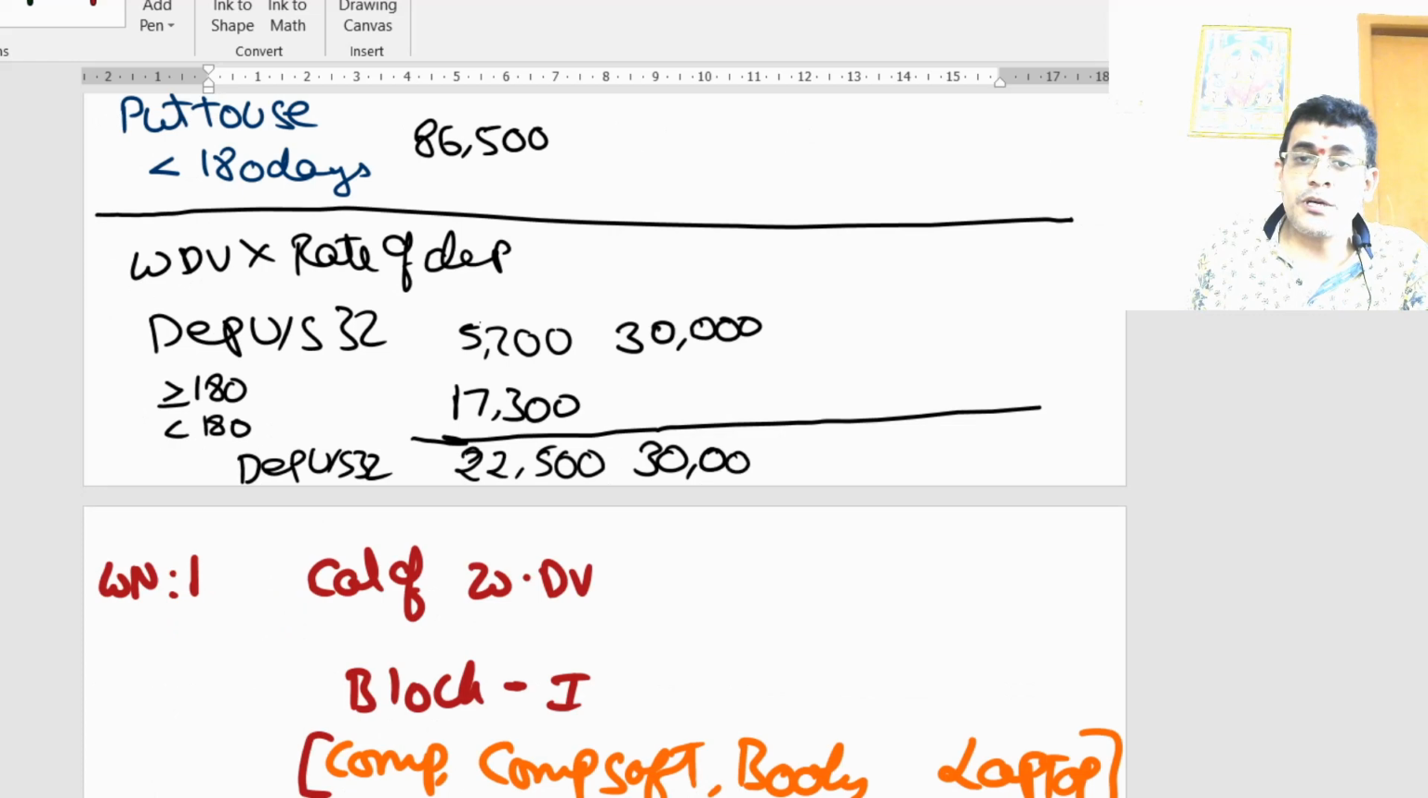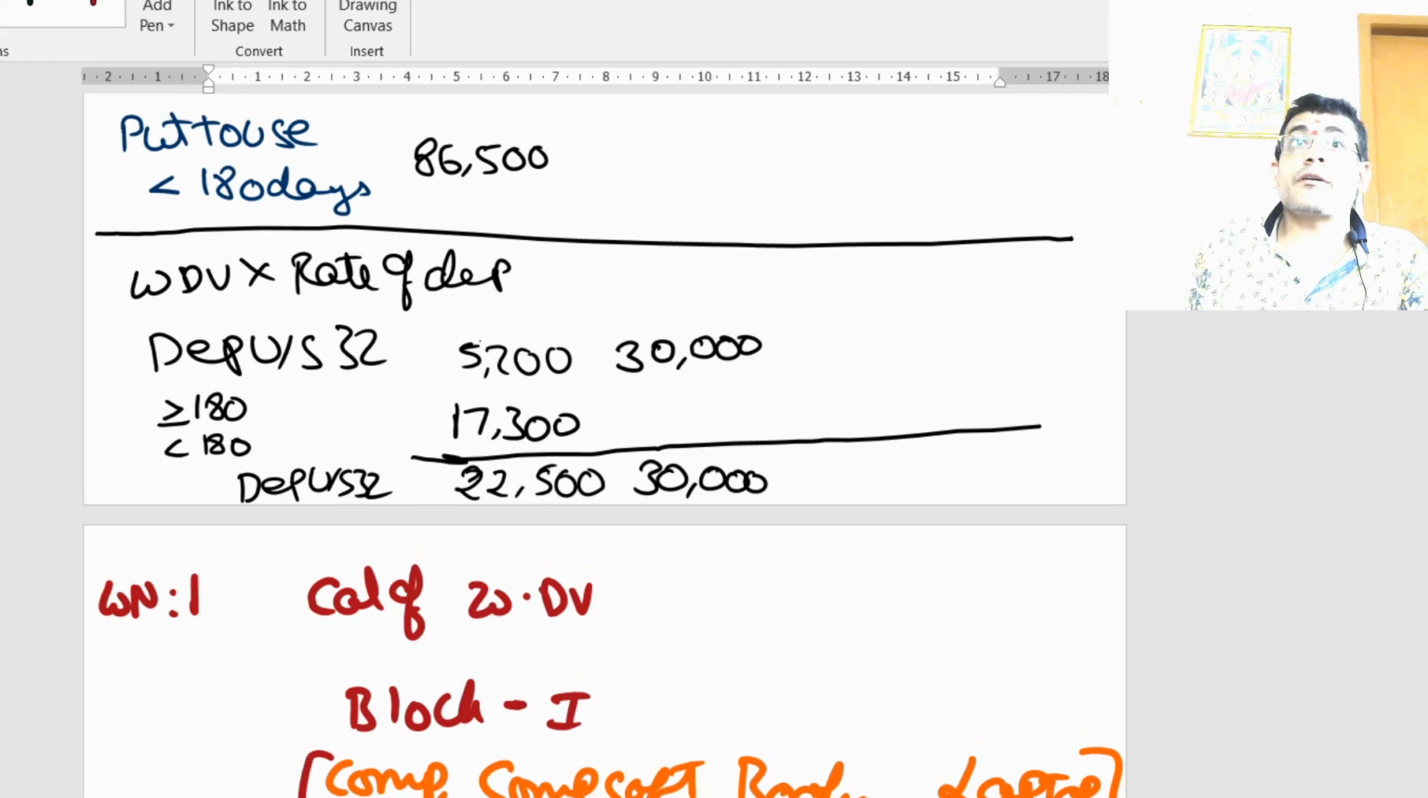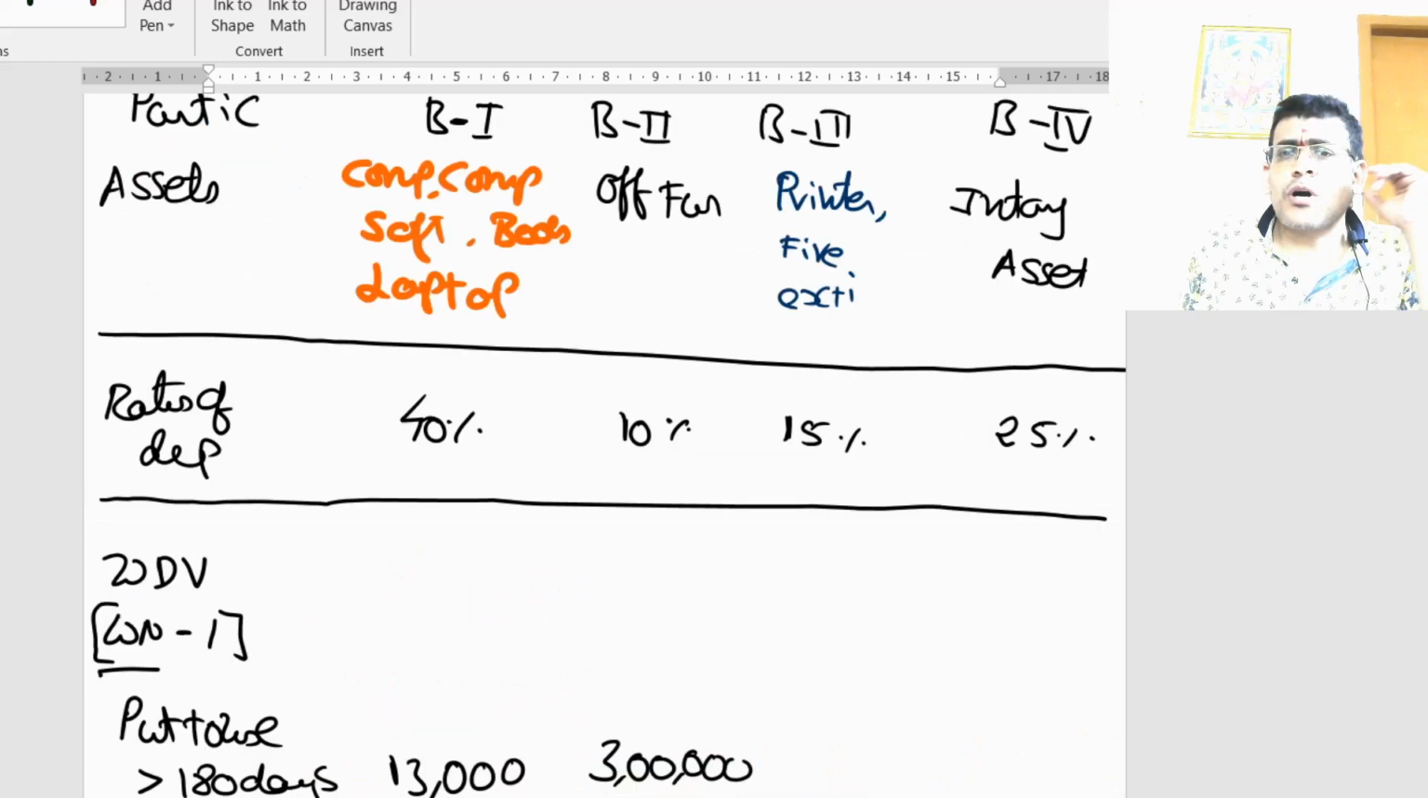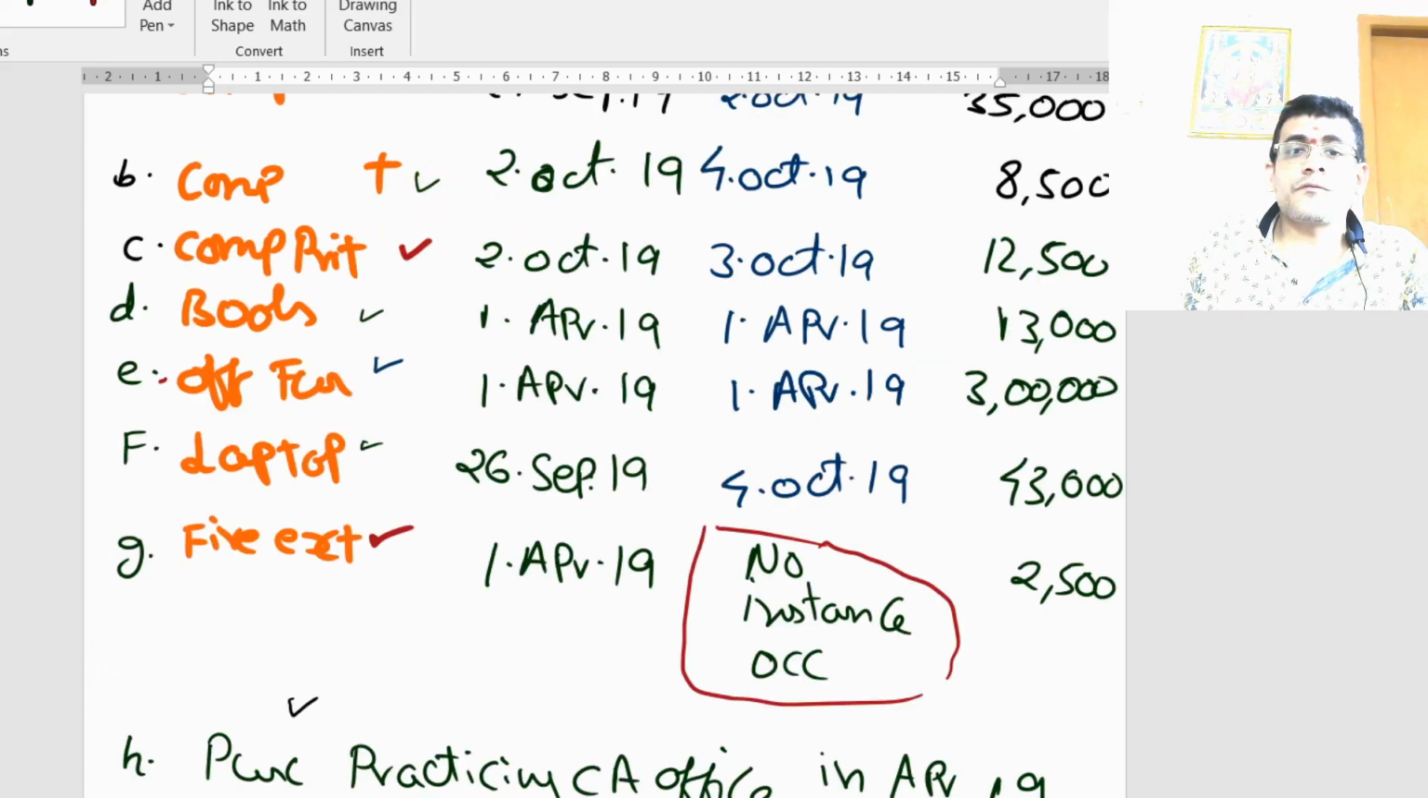I'll just explain the other two blocks; you try to solve them. Now, what is block 3? Block 3 is nothing but your printer and your fire extinguisher. What is the cost of the printer? The cost of the printer is 12,500, and it was put to use for a period of less than 180 days. And the fire extinguisher cost was 2,500, put to use.